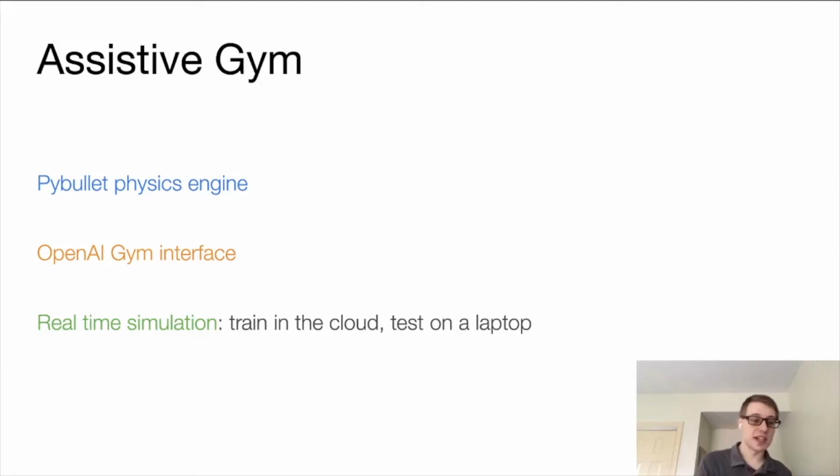Assistive Gym connects into what's called the OpenAI Gym interface. We're also going to talk about what this is a little throughout these slides. It's essentially an interface that provides a uniform set of commands for interacting with these simulated robots. And with Assistive Gym, we're able to perform real-time simulation. What that allows us to do is train robots in the cloud using hundreds of machines, running thousands of simulations, but then download what has been learned and test out these robots in real time on our own laptops or machines.